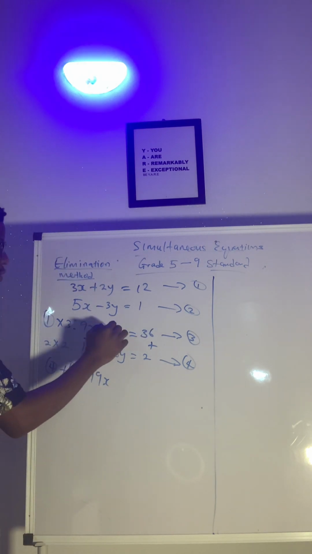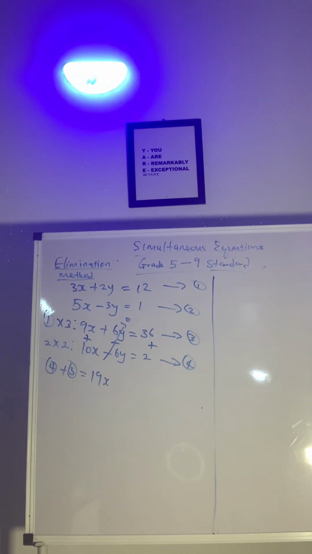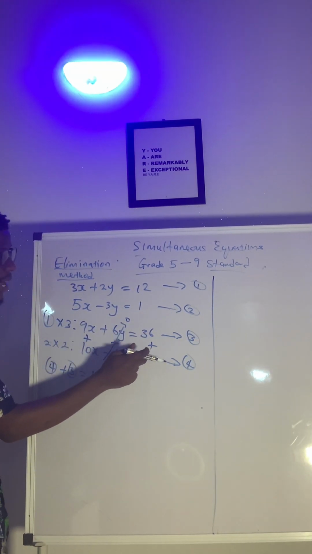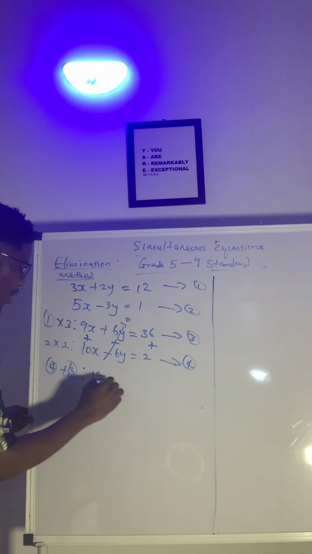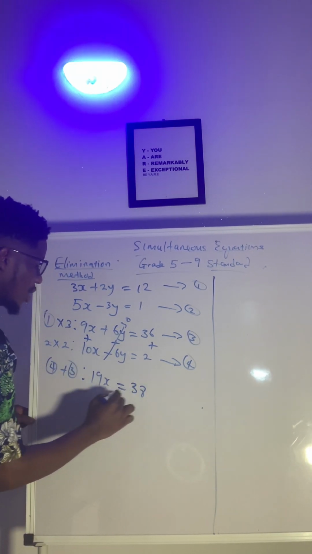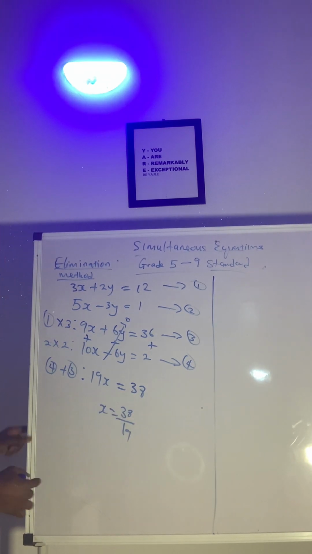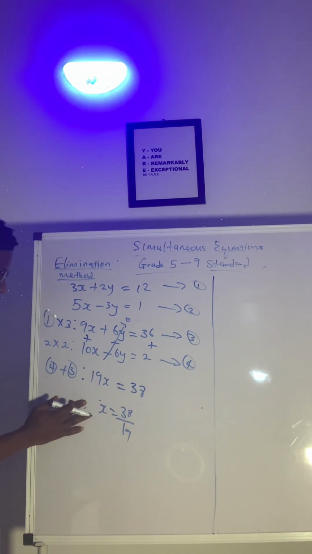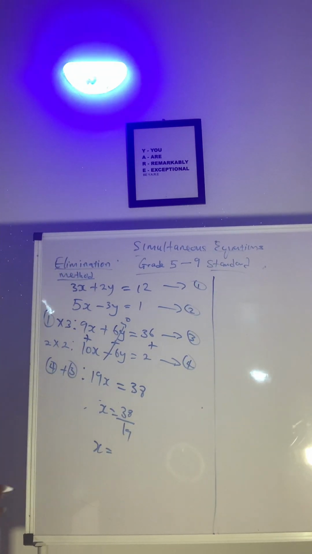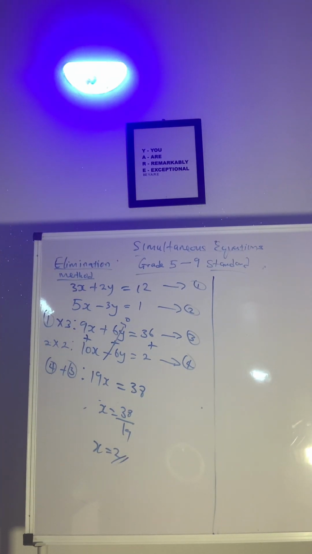So now we've been able to eliminate what? y, rather. So it's not 0. It will be 2 plus 36. This is going to give me 38. So 19x equals 38, and x will be equal to 38 divided by 19. How did I get that? I divided both sides by the coefficient of x, which is 19. So x will be equal to 2. Simple, right? Good.